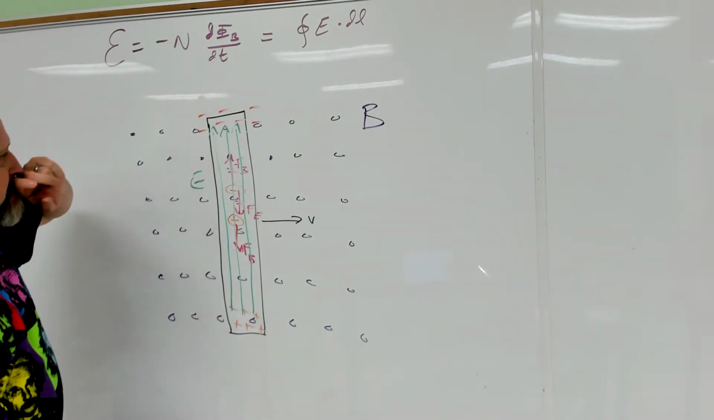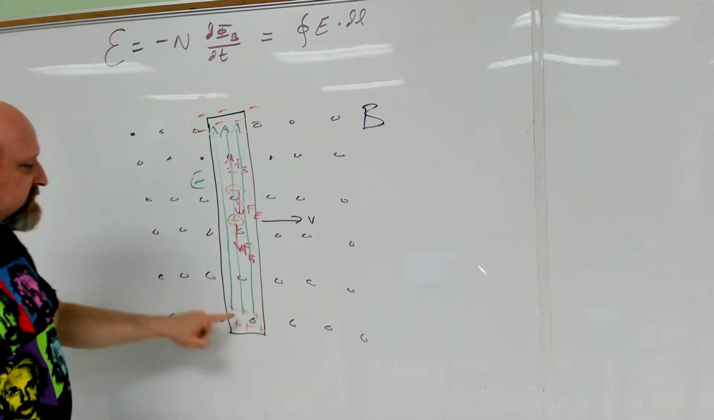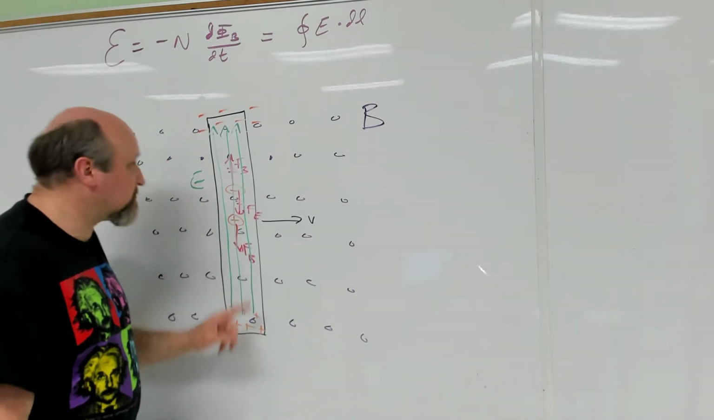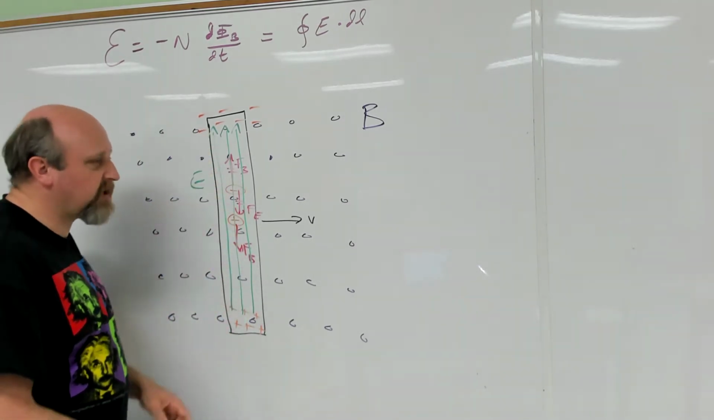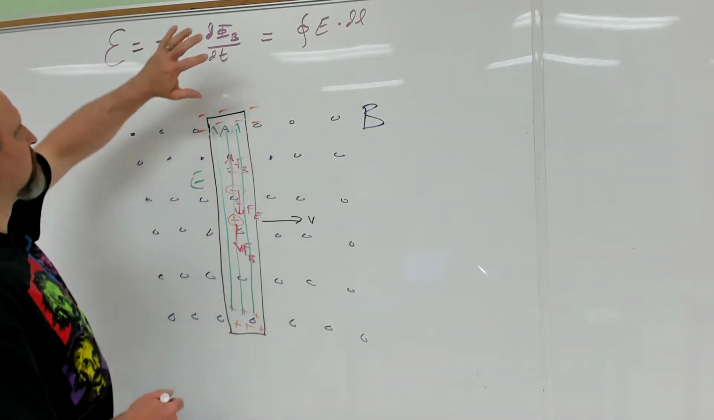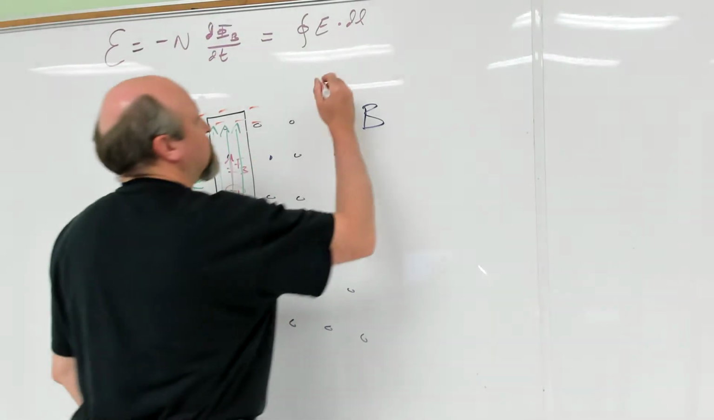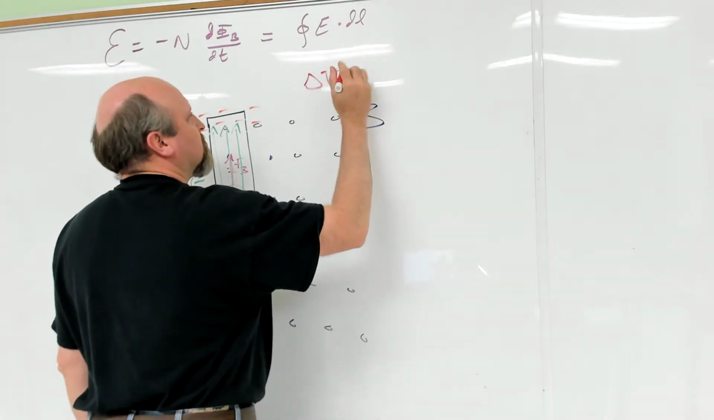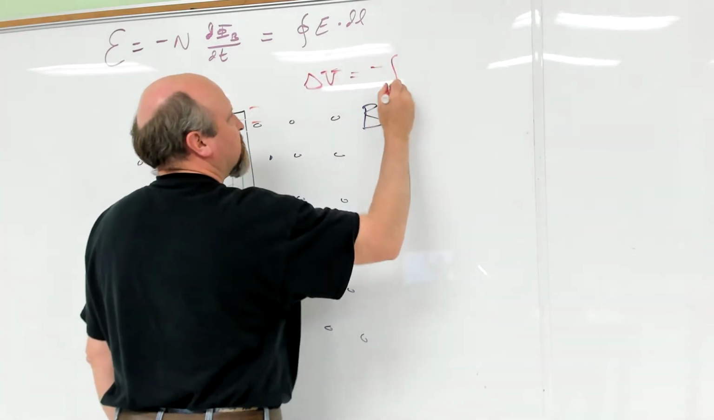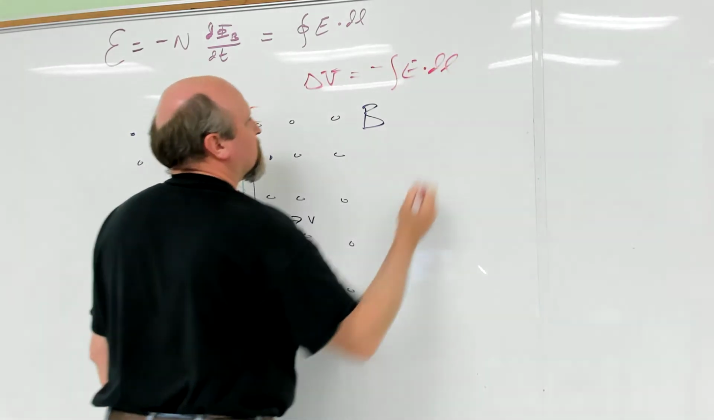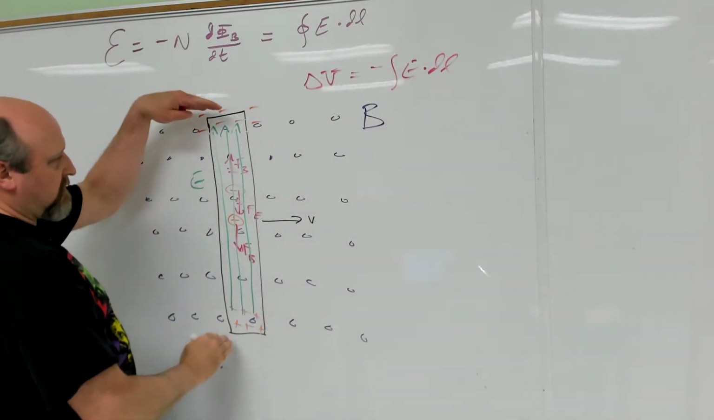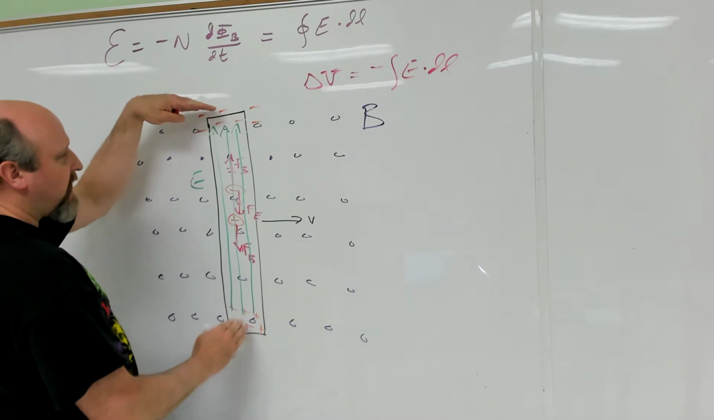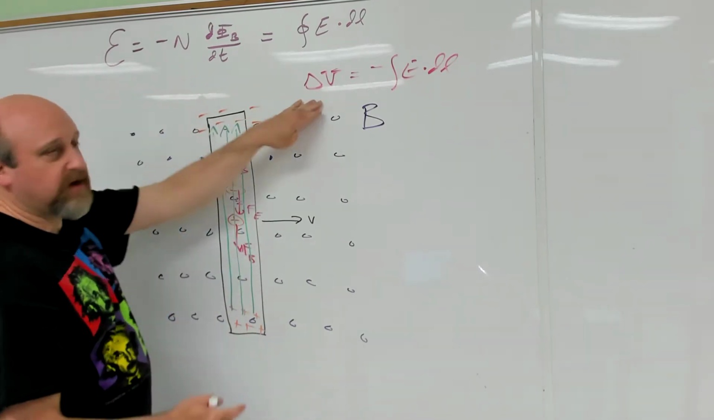And so if this end is positive and this end is negative, there's an E field from here to there. Remember this equation? Delta V is negative integral of E dot dl, right? Or dr, ds, whatever. This E field always goes from high V to low V, right? There's a delta V here.